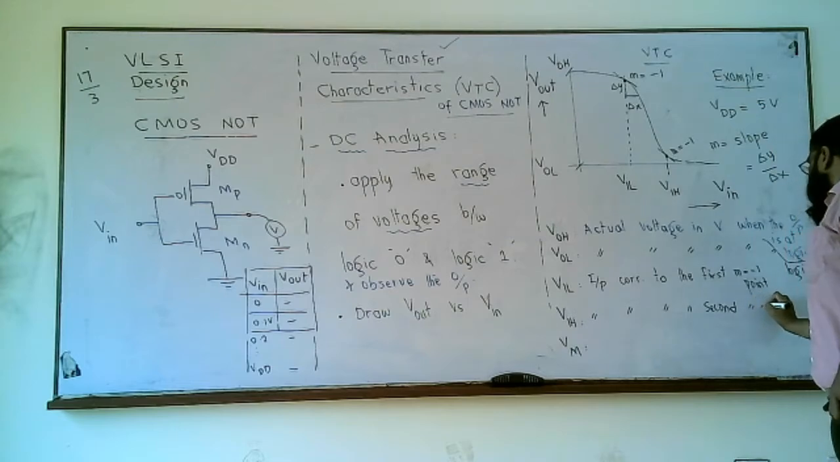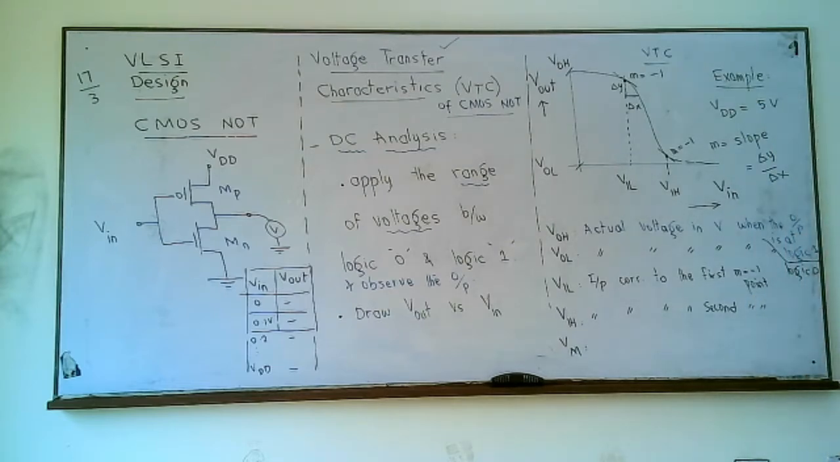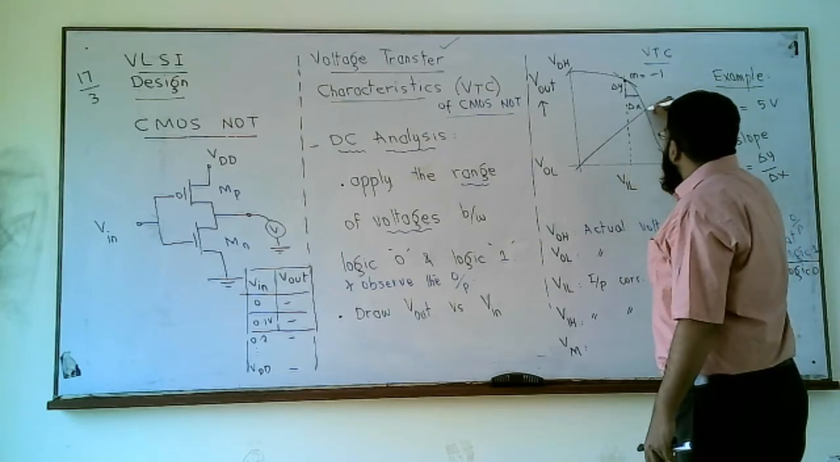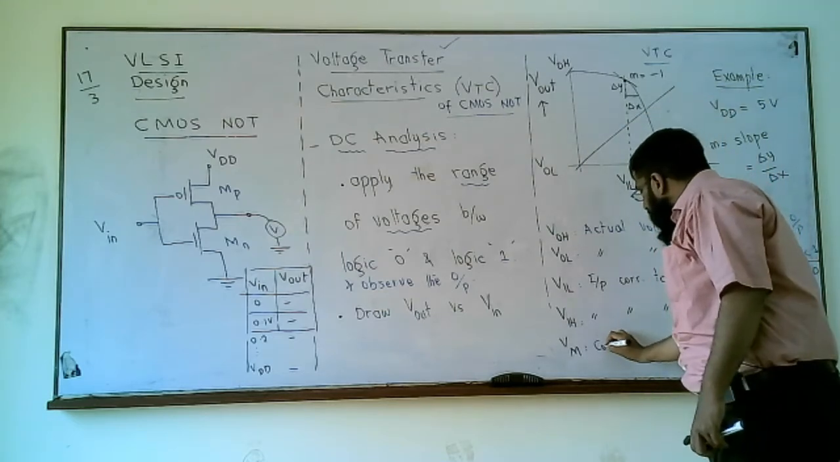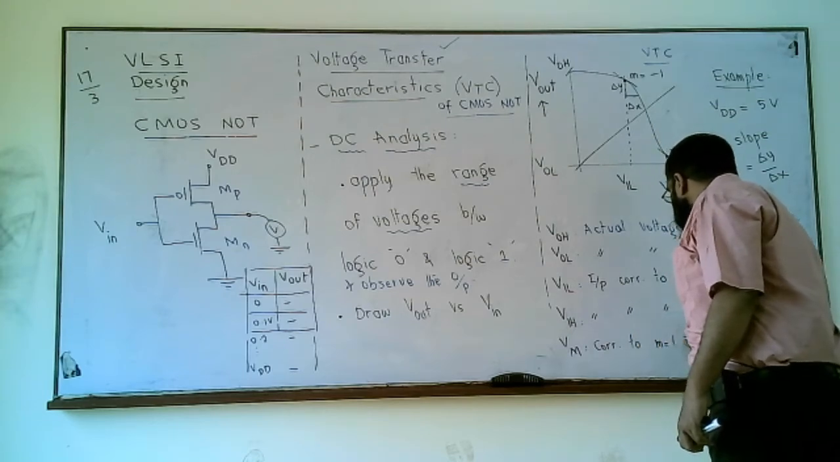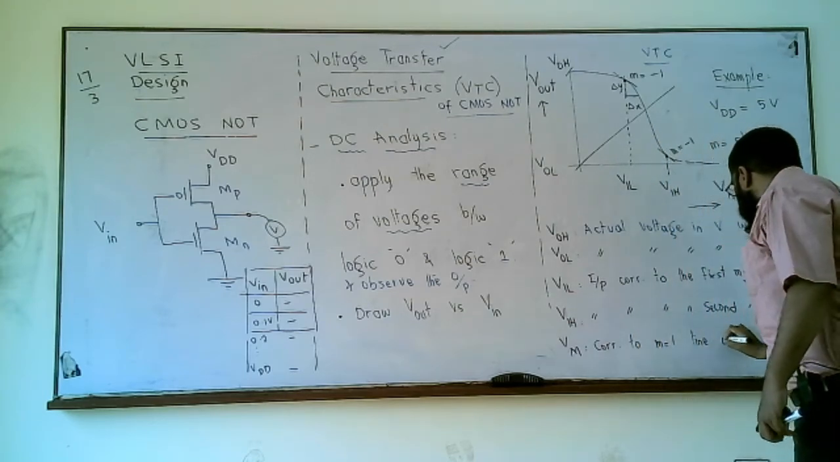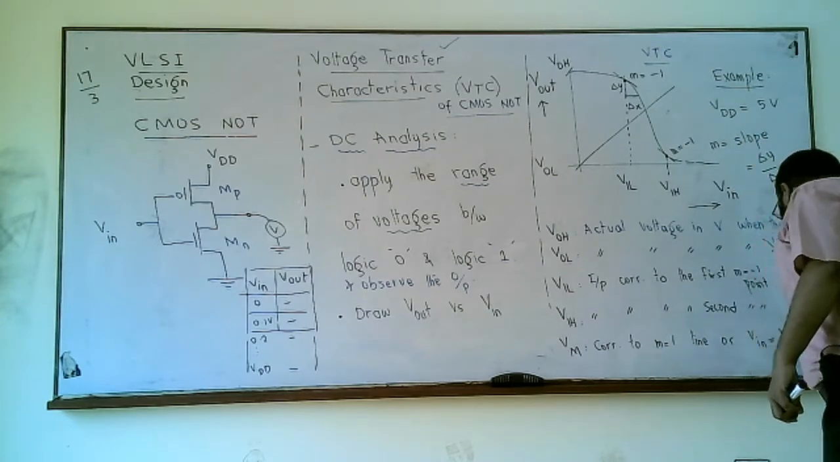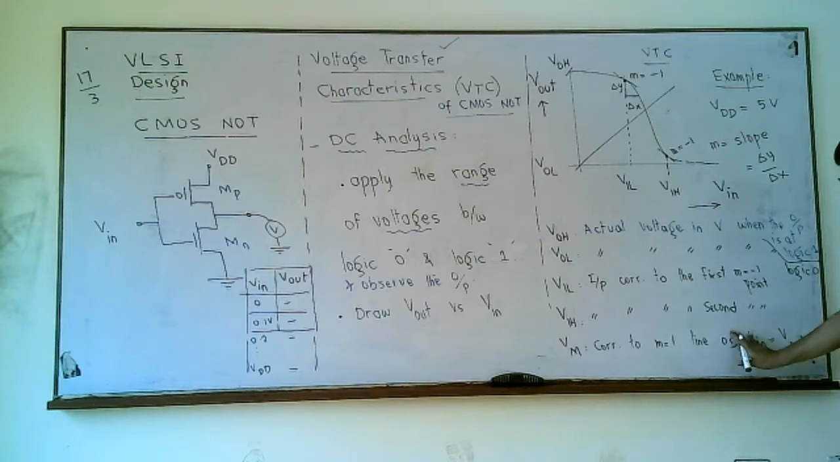So V input high is the input corresponding to the second m equal to -1 point, and Vm is the middle voltage. This is the voltage corresponding to the m equal to +1 line, or it's the point where Vin is equal to Vout, the point on the curve where we have Vin equal to Vout.